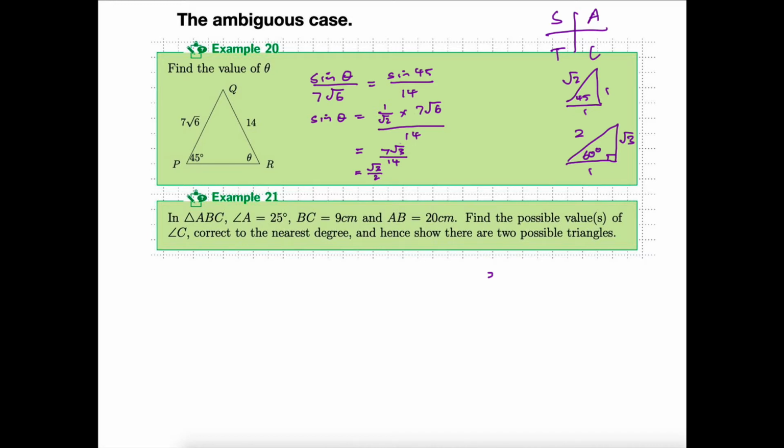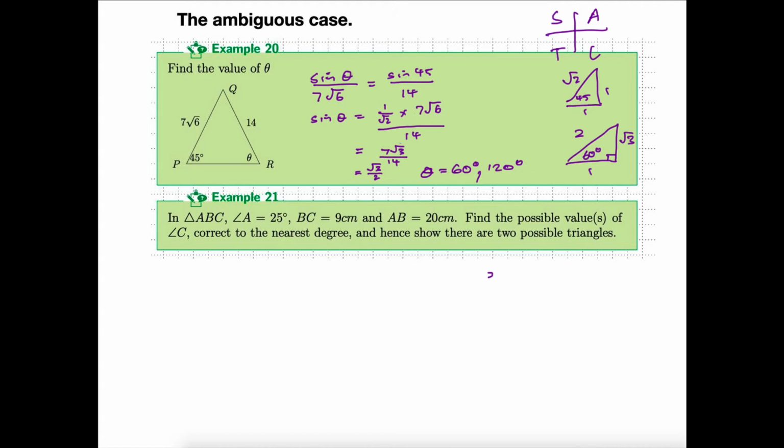So my two answers I could possibly get are theta is equal to 60 degrees, in which case the other angle at Q would be 75, or it's 120 degrees, in which case the angle at Q would be 15. So we actually get two answers here. Both of those answers are possible, and given the triangle we have, we cannot decide which one it would be.